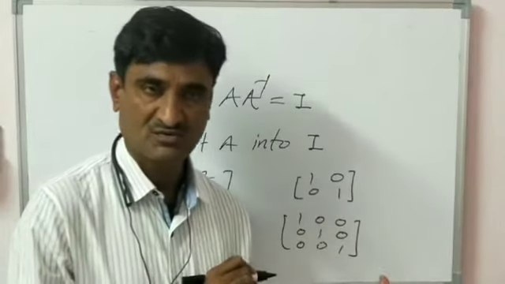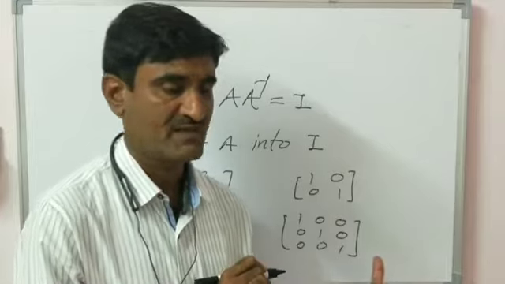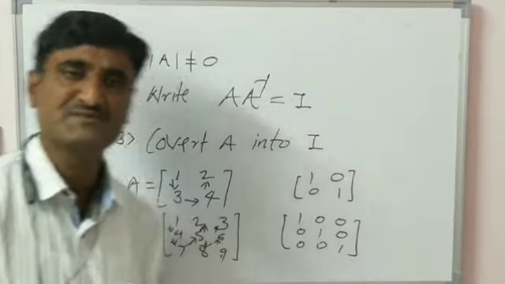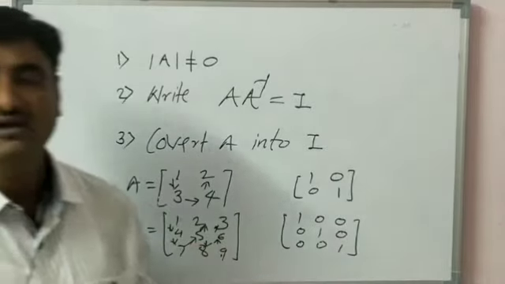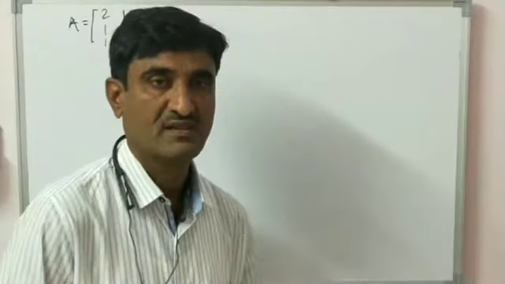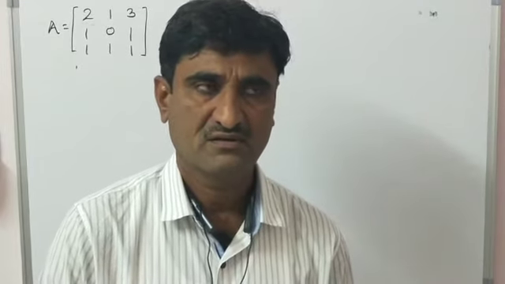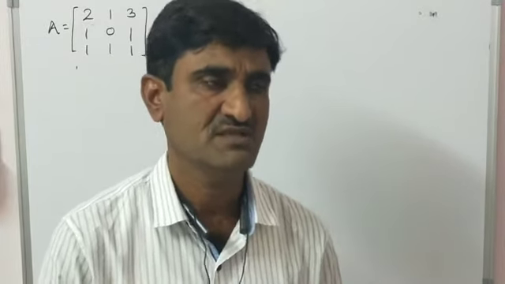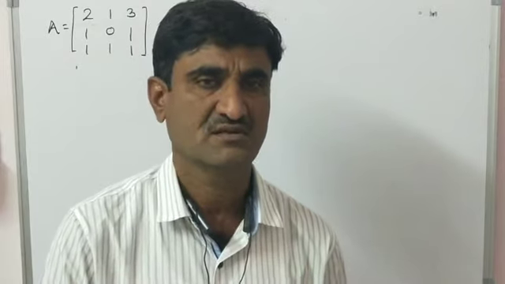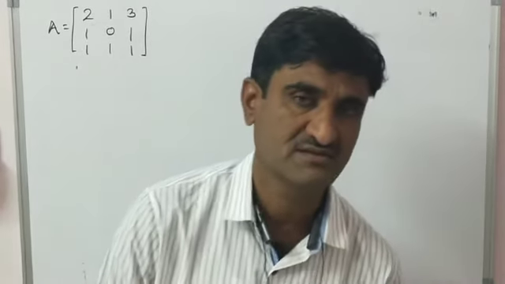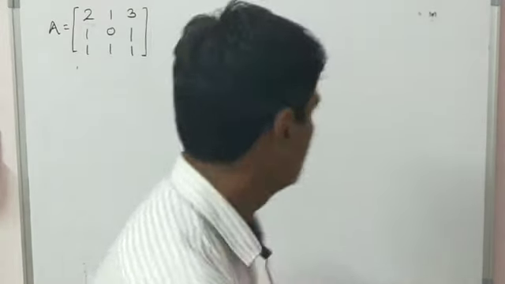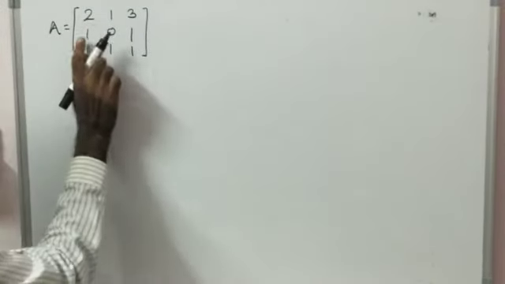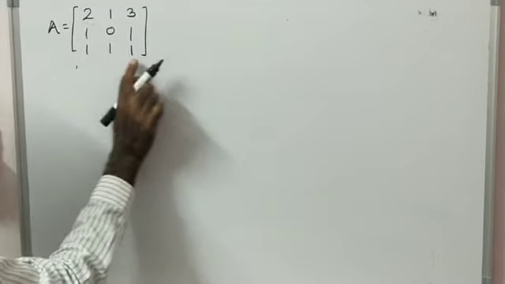Now we find the inverse by using these steps we already wrote here, and now we consider an example of finding the inverse. Let the example be a matrix of order 3 by 3, because there are many transformation operations, and our idea is easily cleared in one example. Here matrix A is 2 1 3, 1 0 1, 1 1 1.